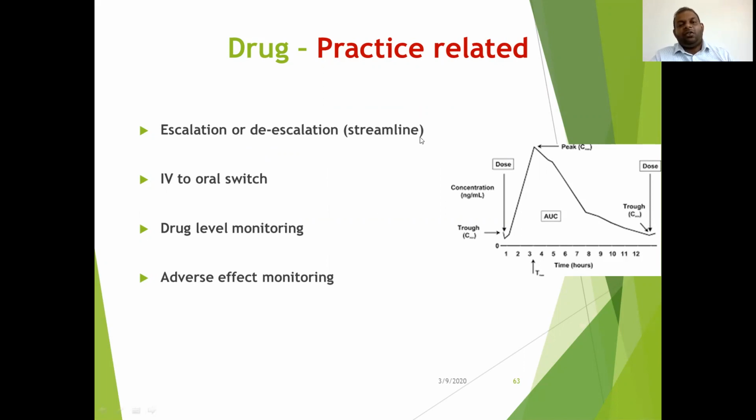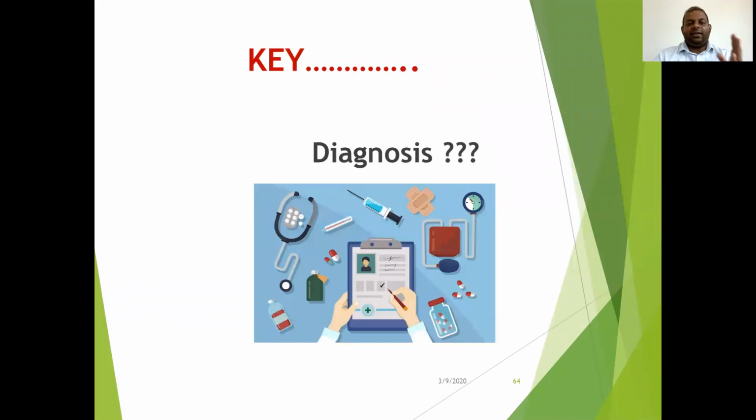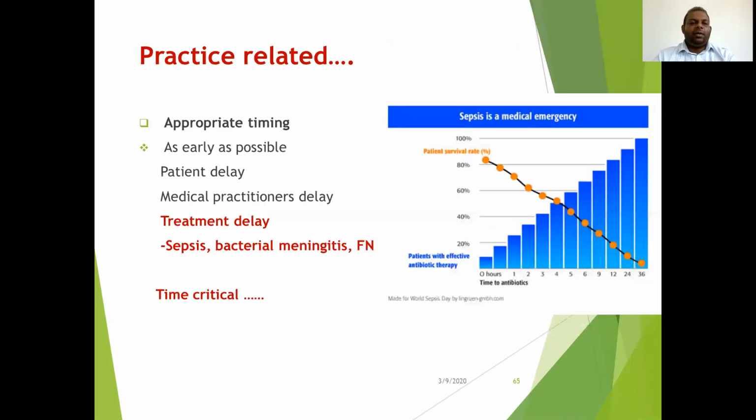Both are termed streamlining. IV to oral switch: once the patient is improving, we can go from IV to oral. Same drug, if the patient is on doxycycline IV, we can give oral doxycycline. But if the patient is on meropenem and now going to respond, we have to think about the suitable antibiotic based on that particular clinical case. Drug level monitoring, you have done a seminar as well, then adverse effect monitoring, also renal and liver function monitoring. The key is the diagnosis and targeted therapy.